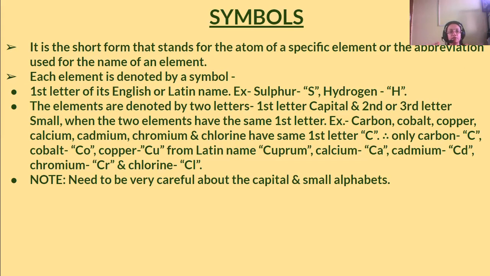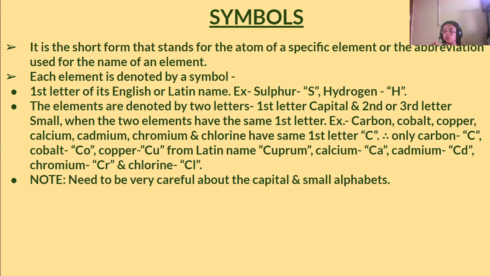Each element is denoted by a symbol. So the first letter of the English or Latin name is used as a symbol. Like for sulfur, S is used, hydrogen, H is used. Now some elements are denoted by two letters. We see that some elements have the first letter in common. So what do we take? We take the second or the third letter for the symbol. Like carbon, cobalt, copper, calcium, cadmium, chromium, chlorine all have C in common as the first letter. So we can't say that capital C is the symbol for all those things. We need to add some more letters to make it symbolize the particular element.